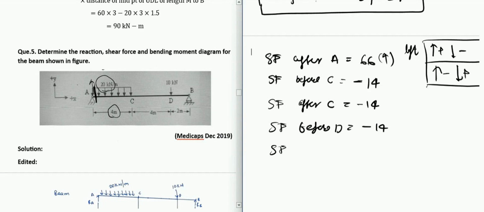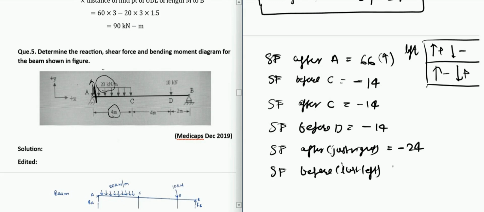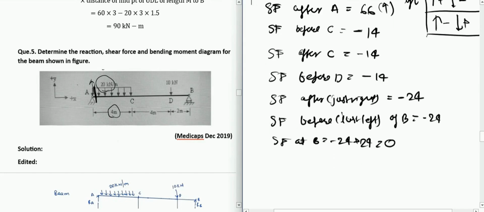And shear force just right of D, or after D, will be minus 14 minus 10, which is minus 24. And you can also calculate shear force just left of B as minus 24 because there is no shear force between D and B, and shear force at B will become minus 24 plus 24 because of the reaction at B, and it will go to 0. So that is how we have calculated all the shear forces.